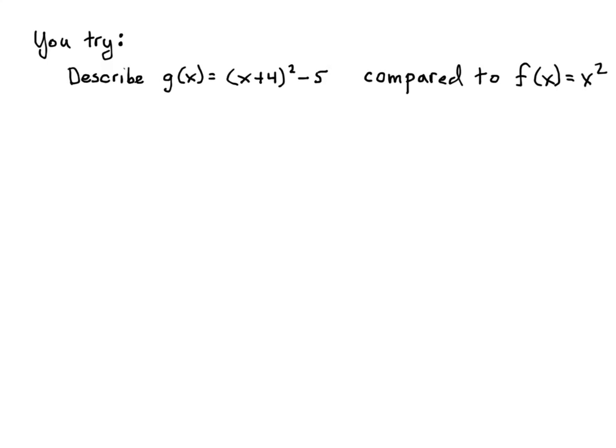Okay, so what I'd like you to try is describe what happens to this function when my basic function is f(x) equals x squared. How does g(x) look? What happens to f(x) compared to g(x)? What did you say? It moves left and goes down 5. It moves left 4, goes down 5. Great. Okay? Everybody follow that?